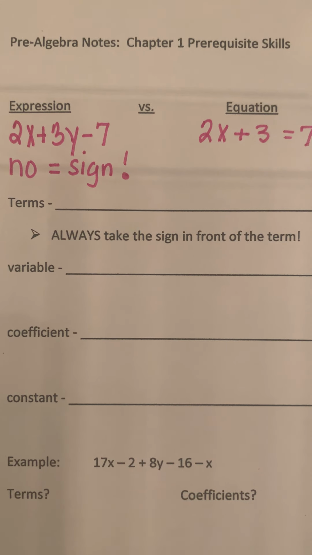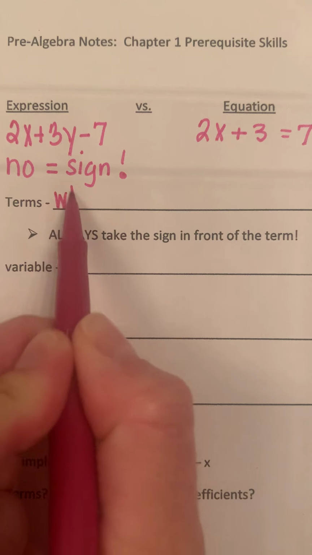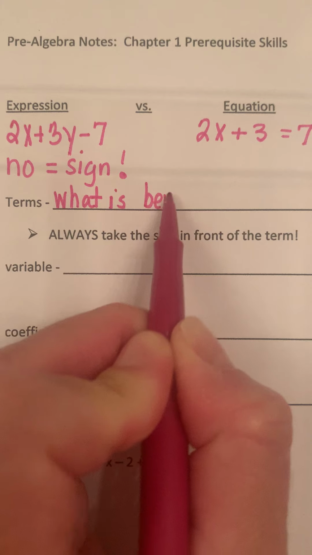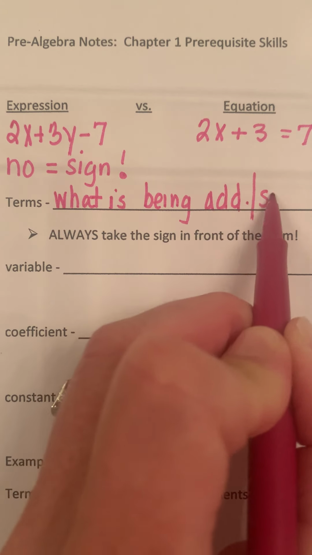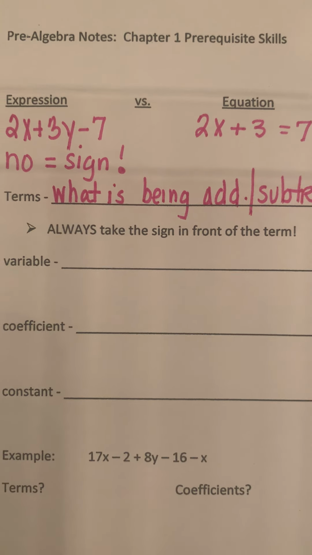That's the only difference. Both an expression and an equation contain what are called terms. Terms are just what is being added or subtracted. I'm going to abbreviate a lot just to help this move along, but if you have questions, let me know. I'm going to go quicker for these videos so they're not forever long, but you can stop, you can replay, you can do it at your own pace.